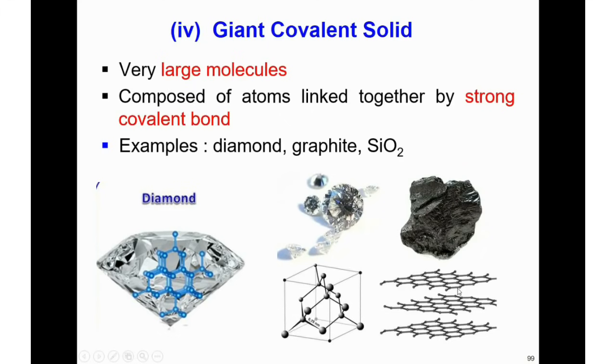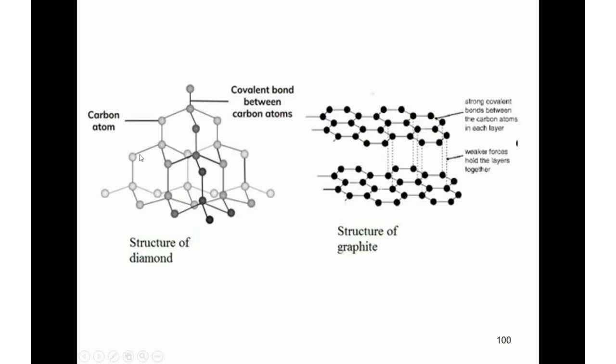But for graphite, between each layer of carbon, there are weak van der Waals forces. This is the structure of diamond. Each carbon atom is bonded to another carbon atom by strong covalent bonds. While in the structure of graphite, there is strong covalent bond between each carbon atom, but between each layer there are weak van der Waals forces that hold the layers together.